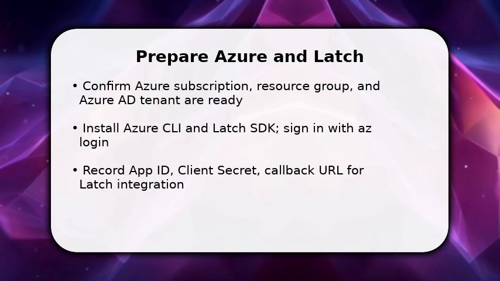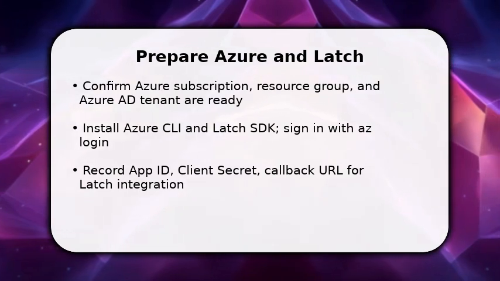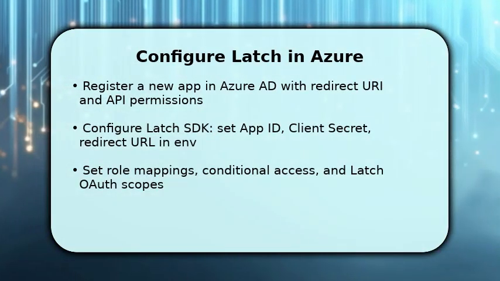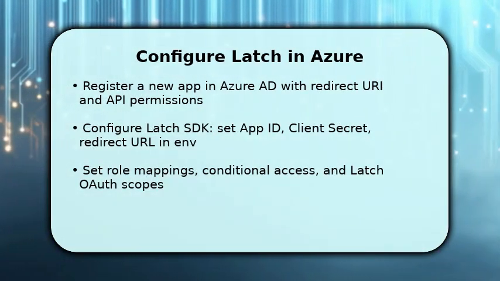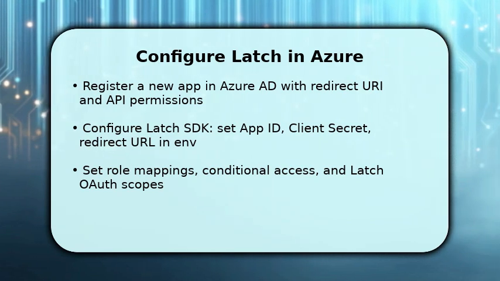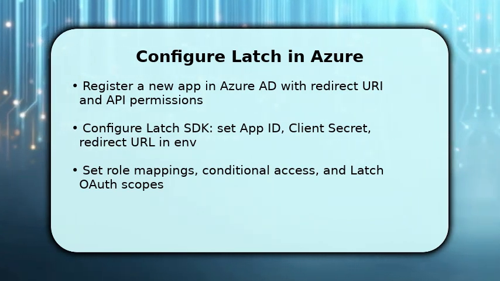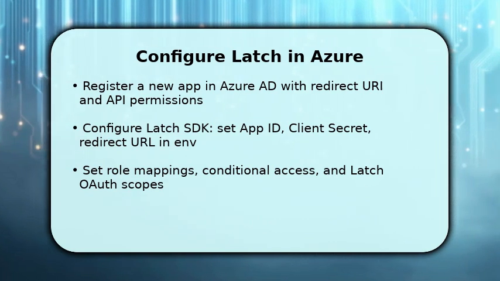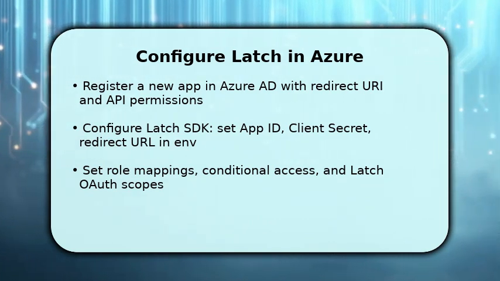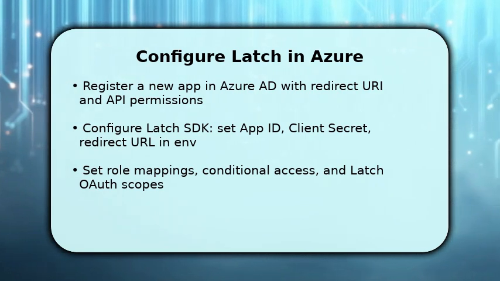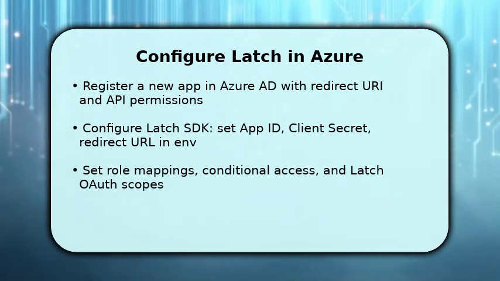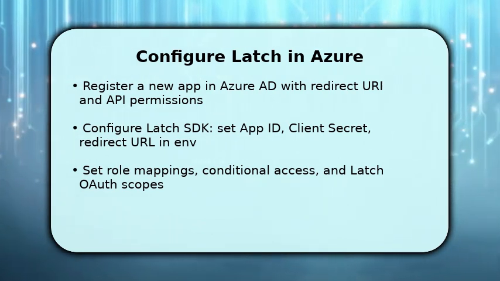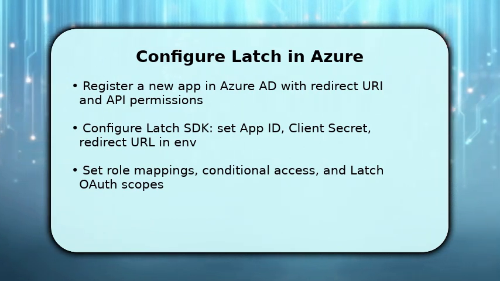configuration steps. You now register the integration in Azure AD. Create an app registration, add the correct redirect URI, and grant the API permissions Latch requires. Then configure the Latch SDK in your application by setting environment variables, app ID, client secret, and the callback URL you recorded earlier. Next, implement role mappings and conditional access policies so Latch controls access consistently. Finally, request the proper OAuth scopes from Latch and test a token exchange.